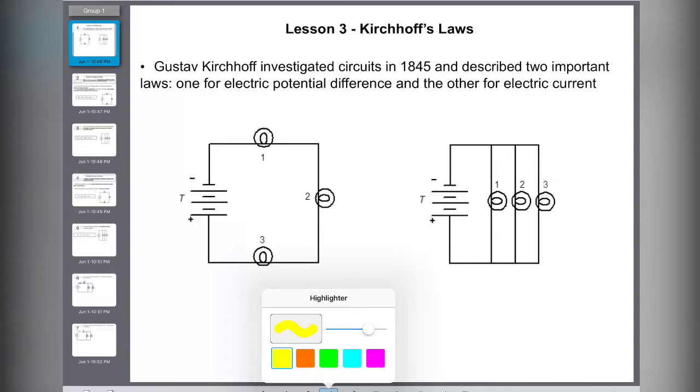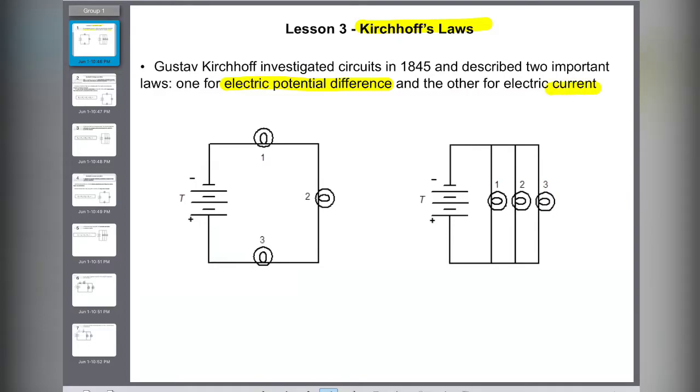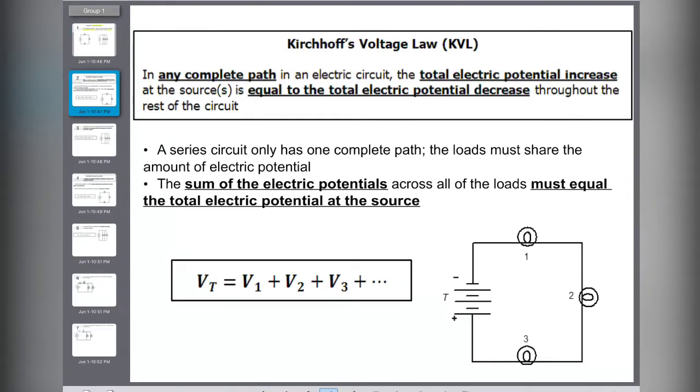So this is the law that's called Kirchhoff's law. And it mainly has two things that we're going to be talking about. It's mainly going to be talking about the electric potential difference, so the voltage, as well as the current. So there's actually two laws. Okay, the first law is called Kirchhoff's voltage law.